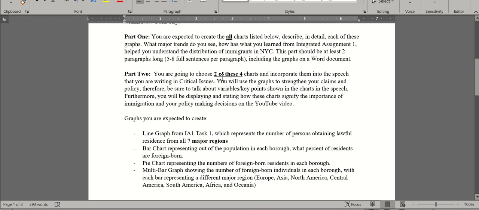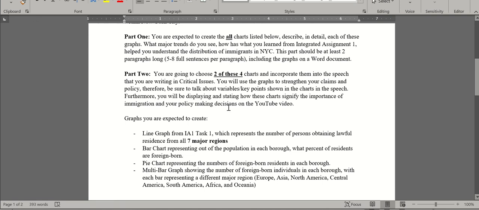Out of those 4, you're going to choose 2 of them and incorporate them in the speech. You will use the graphs to strengthen your claims and policy. Remember, the first part is an oral history, and then you're declaring you're running for either mayor, governor, president, or senator, and you want to talk about immigration. So you want to use 2 of those 4 graphs to help you make a stronger argument. And then furthermore, you'll be reading that speech and showing it in the YouTube video.